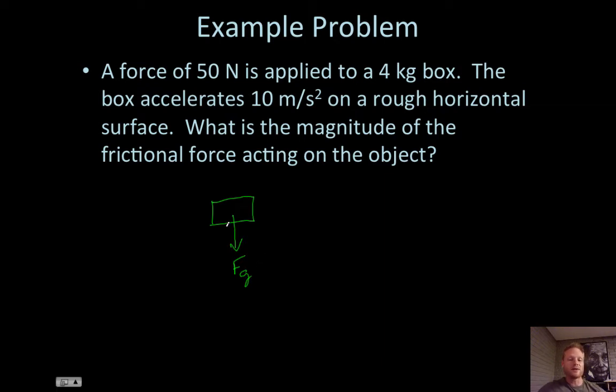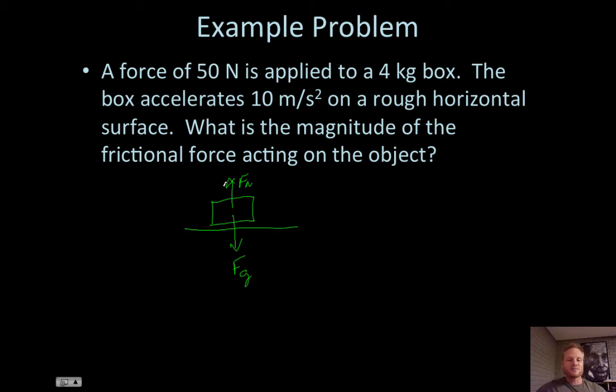Now it says it is sliding across a rough horizontal surface, so I'm just going to draw that surface in right there. What is going to oppose the force of gravity? Well, that is the normal force, F sub n. Because the box isn't floating upward or smashing through the surface, we can assume these two forces, the normal force and the force of gravity, equal each other and cancel each other out. So they are not going to play a role in this problem, at least from what I've read.